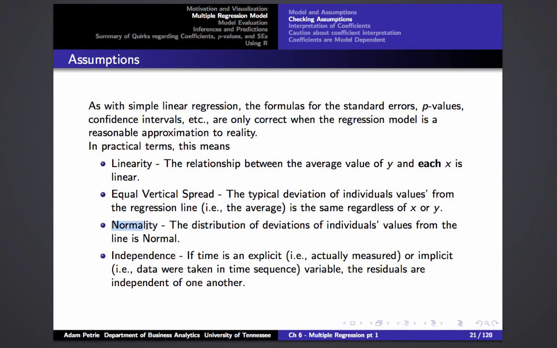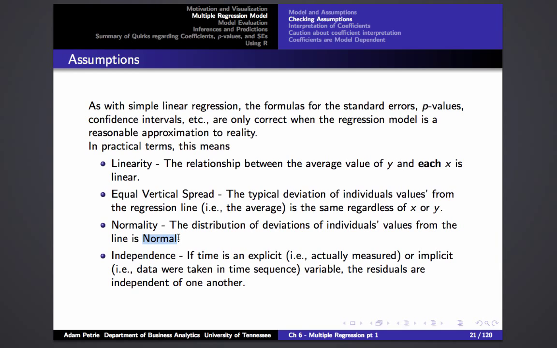And finally, we also have the normality assumption that says, okay, yes, individuals are going to deviate from the average, but the possible deviations aren't just completely arbitrary. Rather, the distribution of deviations of individuals' values from the average is well described by that normal bell-shaped curve.